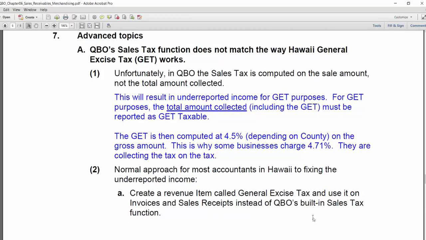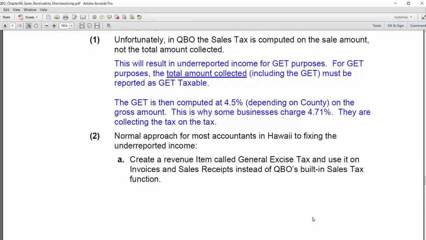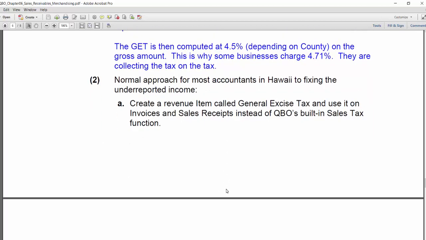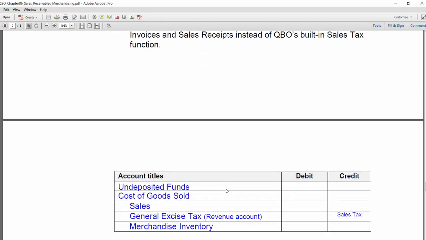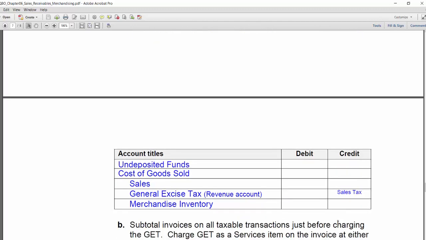So for most accountants in Hawaii, they fix this by creating a revenue item in QuickBooks called General Excise Tax, and they use that as like a sales item, kind of like a service on invoices and sales receipts, instead of using the sales tax function. So a journal entry in that situation would be a debit to undeposited funds, a debit to cost of goods sold, a credit to sales, a credit to the sales tax account called General Excise Tax, which would be a revenue type account, and a credit to merchandise inventory.